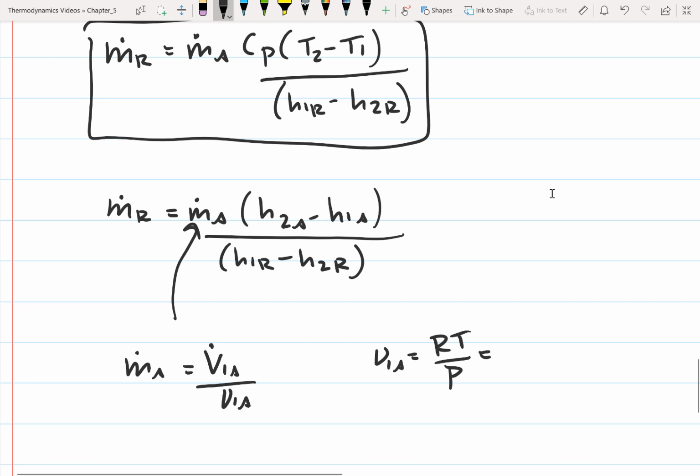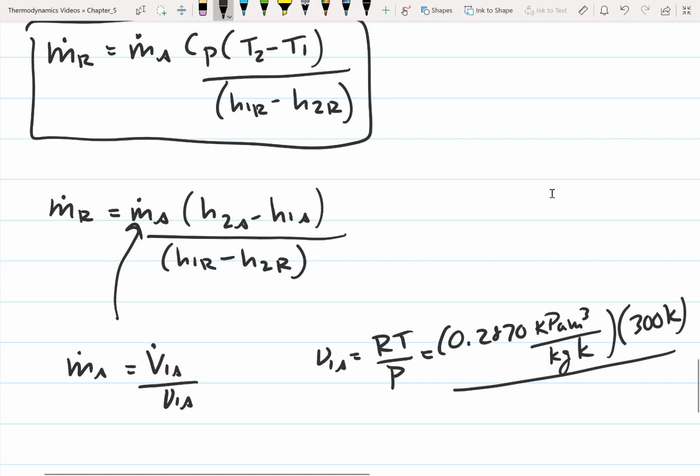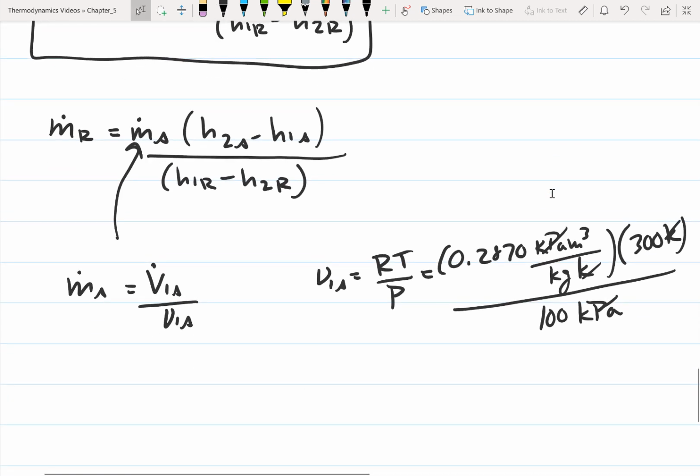And then we should have everything. So R is 0.2870 kilopascal meter cubed per kilogram Kelvin multiplied by 300 Kelvin divided by 100 kilopascal. So then the kilopascals cancel, Kelvins cancel. We're left with meters cubed per kilogram. So the specific volume is 0.861 meters cubed per kilogram.